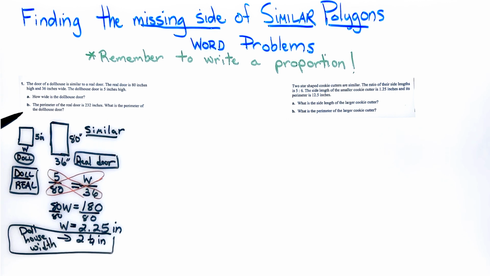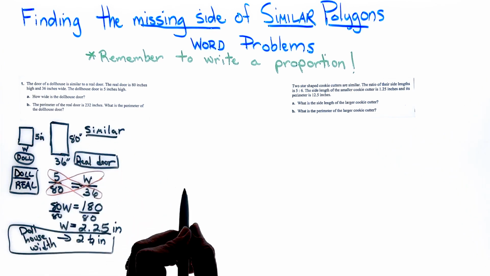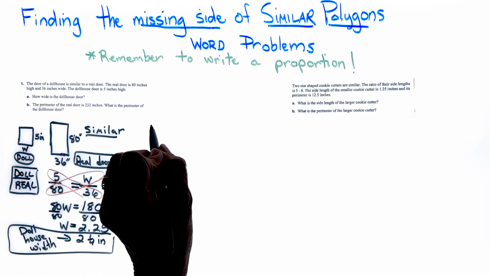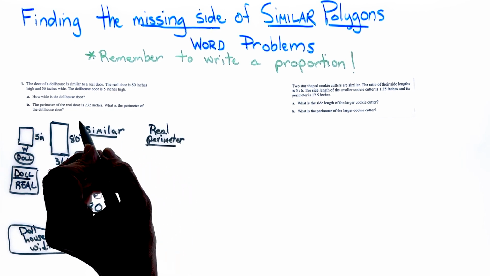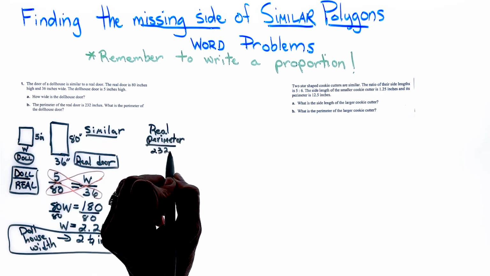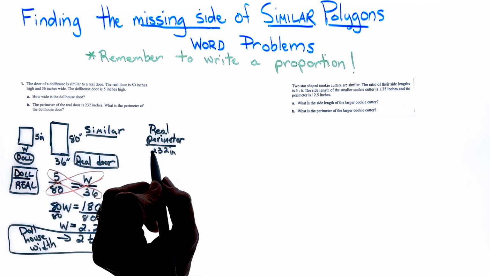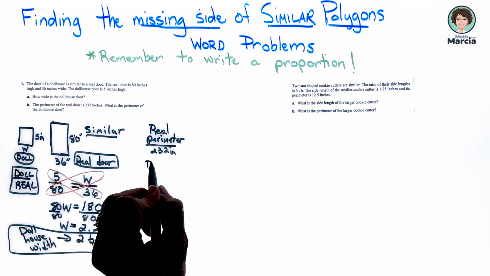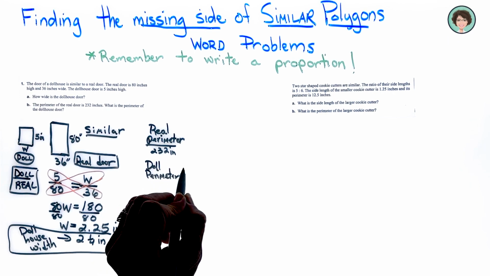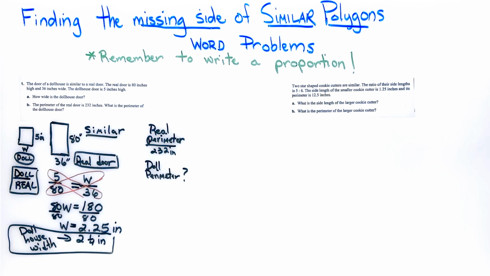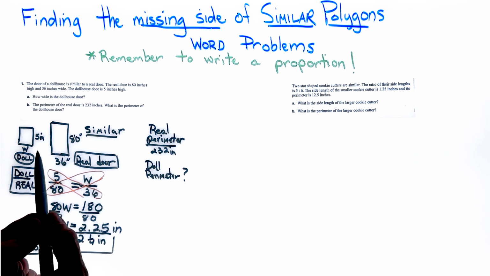Well, the second question is comparing perimeters. They give you the real perimeter. So I'm just going to write this information on the side. The real perimeter was equal to 232 inches. We did not know the doll perimeter. So there's my question.